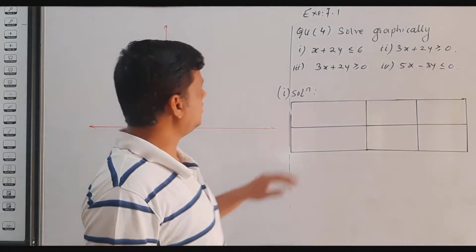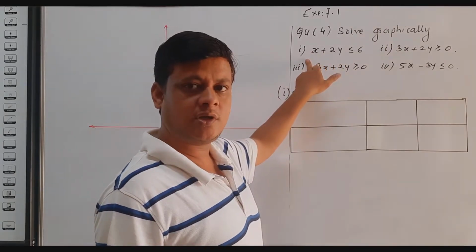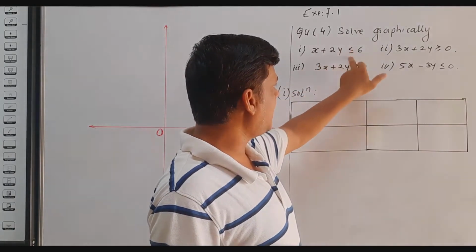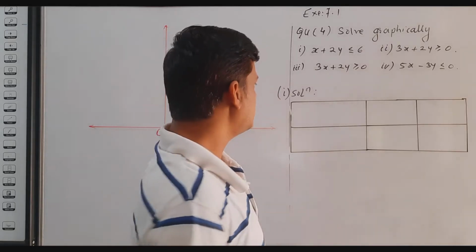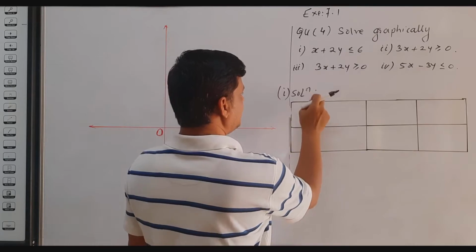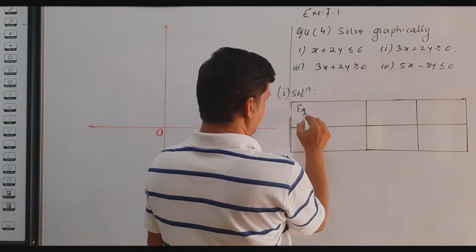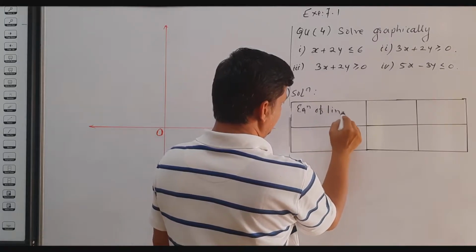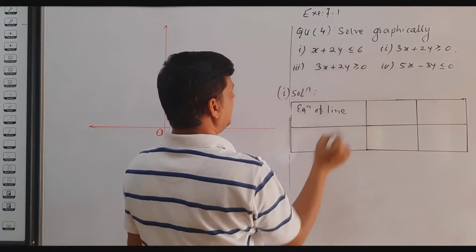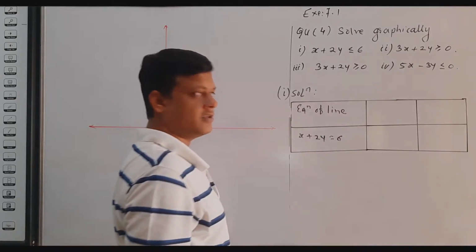Now say question number 4. Solve graphically. The first sub question is x plus 2y less than or equal to 6. So we draw here a table. In this table we write the equation. So we write the equation of the line. From this we write x plus 2y equals 6.